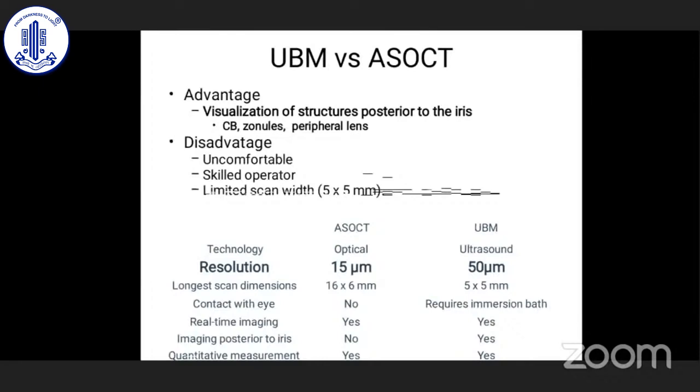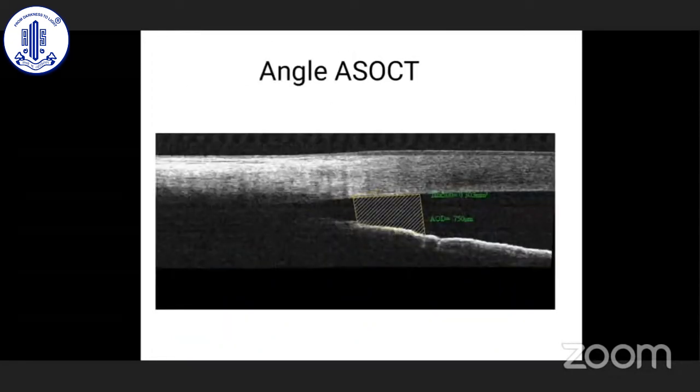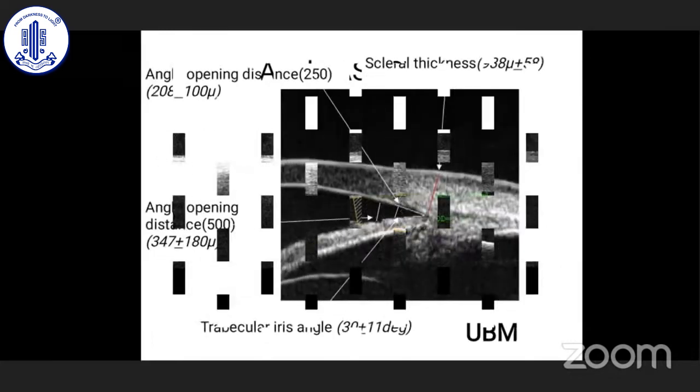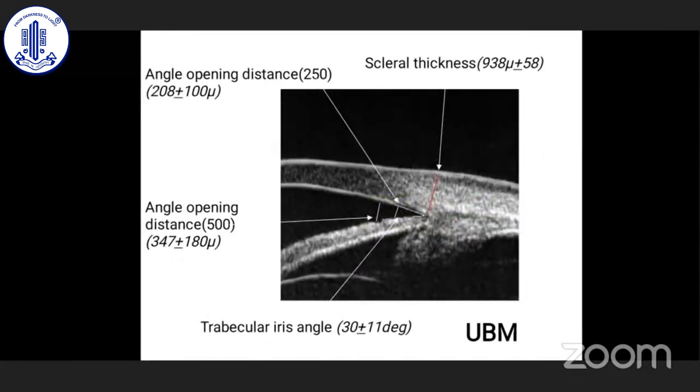Look at the comparison, which is in the lower part of the slide, and see the bold one, the resolution. That is a huge difference. UBM pictures, I'll show you here. This is an anterior segment OCT picture of the angle. Compare what it looks like and see how much better the UBM picture is of the same. So resolution is vastly different between the two, and where available, yes, you can do anterior segment OCT.